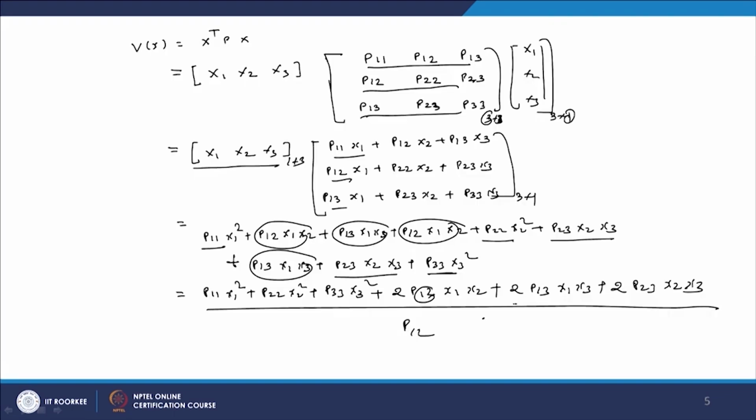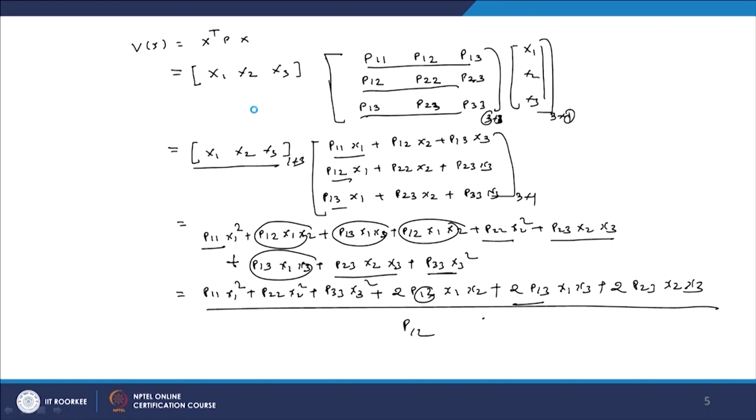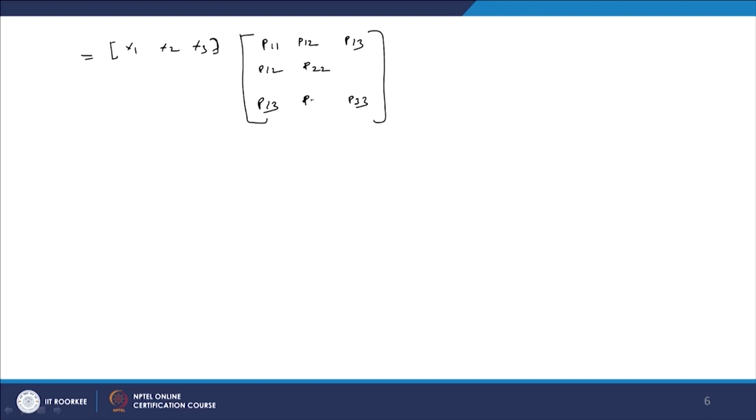Similarly, you will find 2 times P13, so here we write P13 and here P13, and then P23, here you will find P23, so P23 can be written here as P23 and here P23, with x1, x2, x3. That means any quadratic function that is given can be written in this form, and this P matrix is a real symmetric matrix.